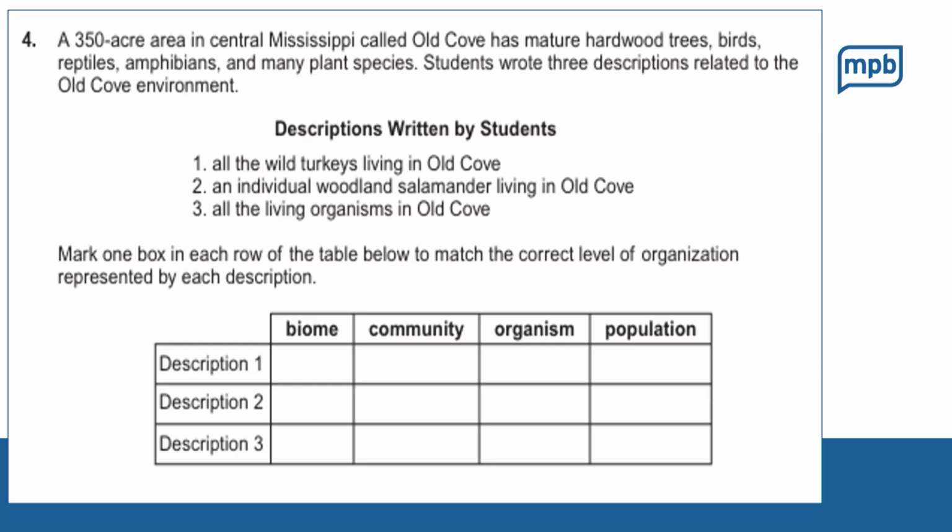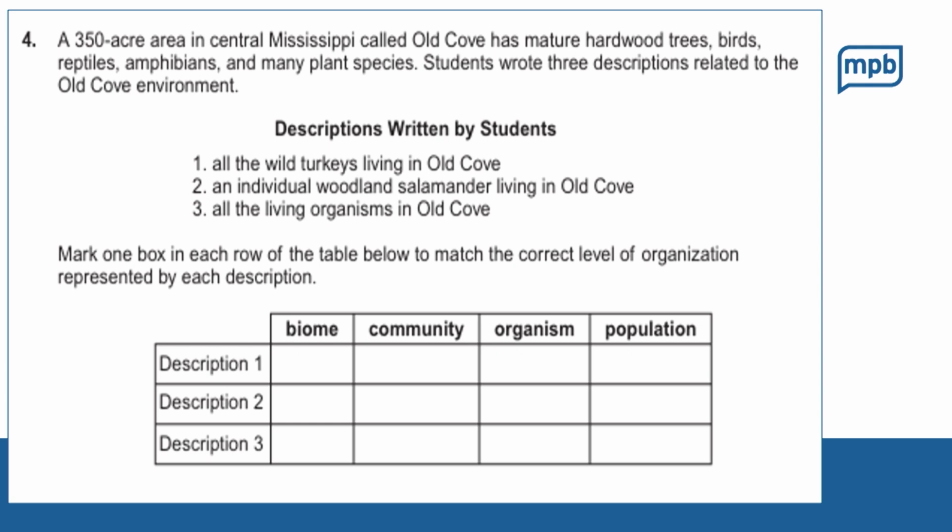It says a 350-acre area in central Mississippi called Old Cove has mature hardwood trees, birds, reptiles, amphibians, and many plant species. Students wrote 3 descriptions related to the Old Cove environment. So our job is to mark one box in each row of the table below to match the correct level of organization represented by each description.